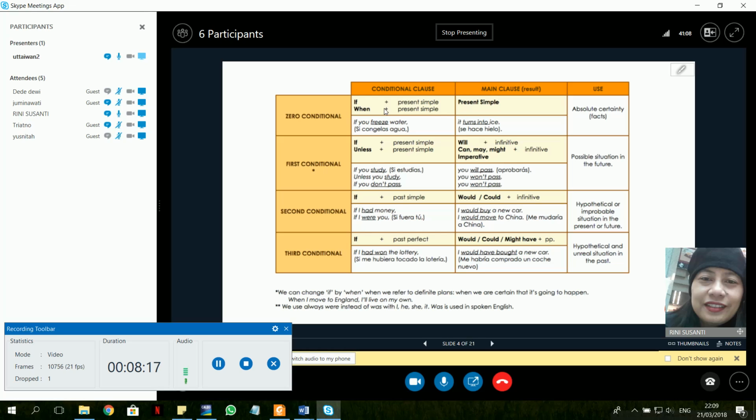That's the zero conditional. In other words, in Indonesian, zero conditional is not pengandaian, but it certainly happens. So it's like a cause and effect. When you explain cause and effect, you can use zero conditional, the real cause and effect. Next one is first conditional.